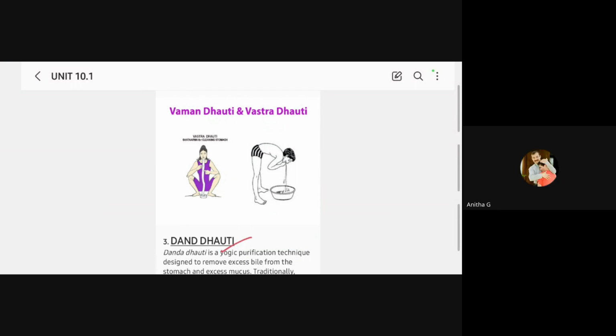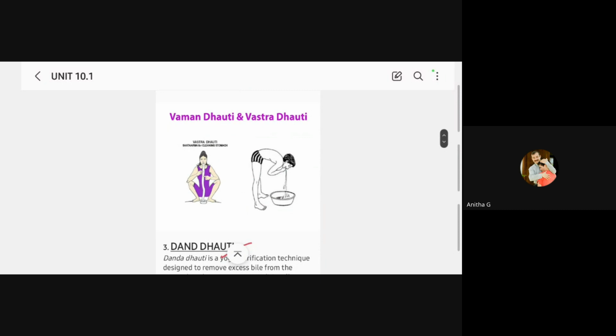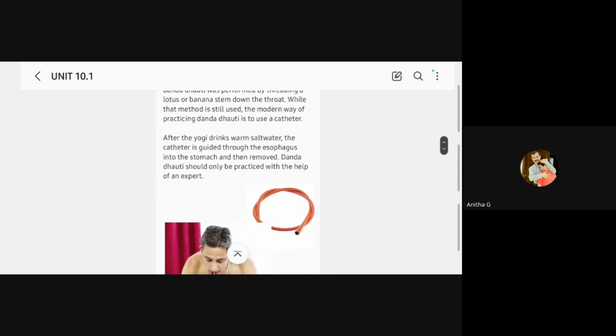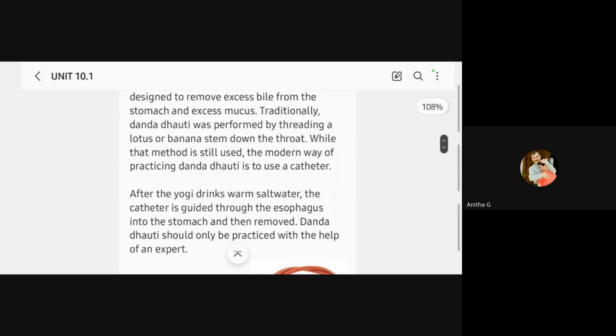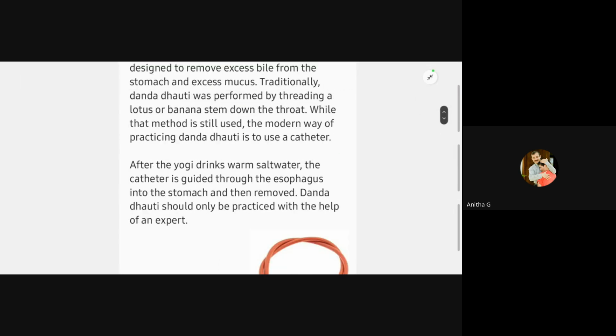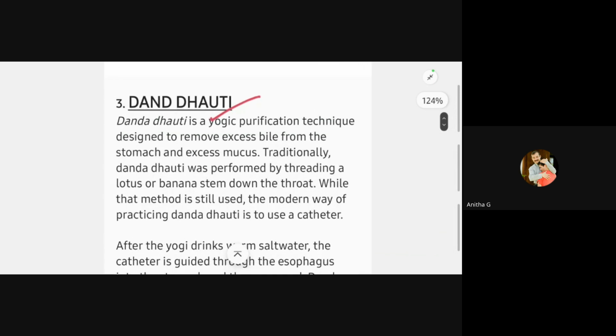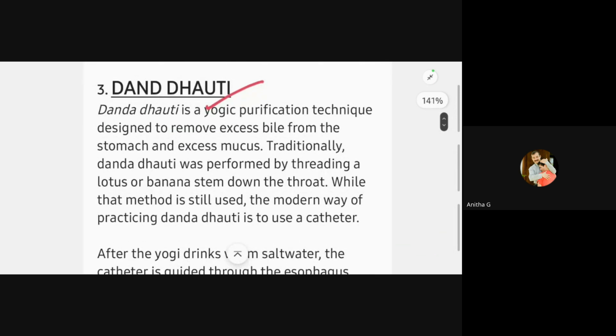In the last session, we completed the Vastra Dhoti. Today we are going to complete the Danda Dhoti. More than that, I'll try, without speeding up my speech, to explain as soon as possible, especially according to exam purposes.